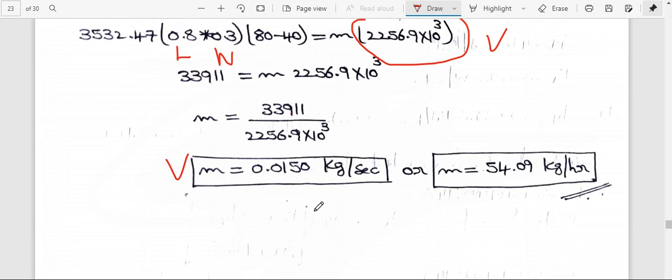The mass flow rate is always expressed in the units of kg per hour. That's why 0.0150 into 3600, so we can convert from seconds to hour. That means 554.09 kg per hour.